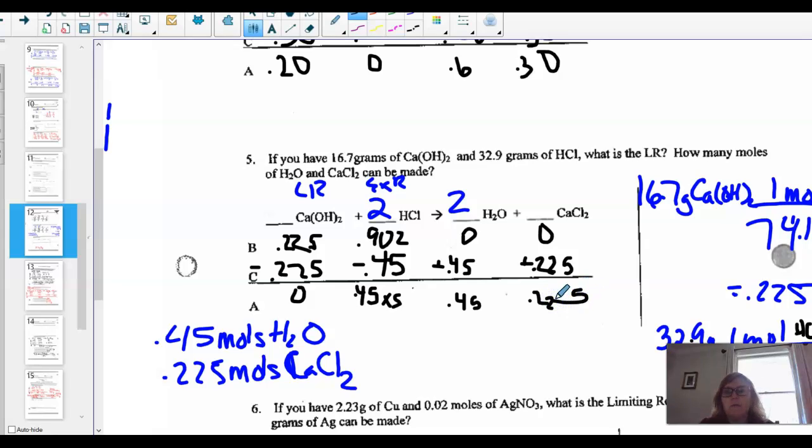Now, this problem just said how many moles of water and calcium chloride can be made. So I already figured that out. 0.45 and 0.225 are the moles. But if it asks you to convert it to grams, I can do that pretty easily.